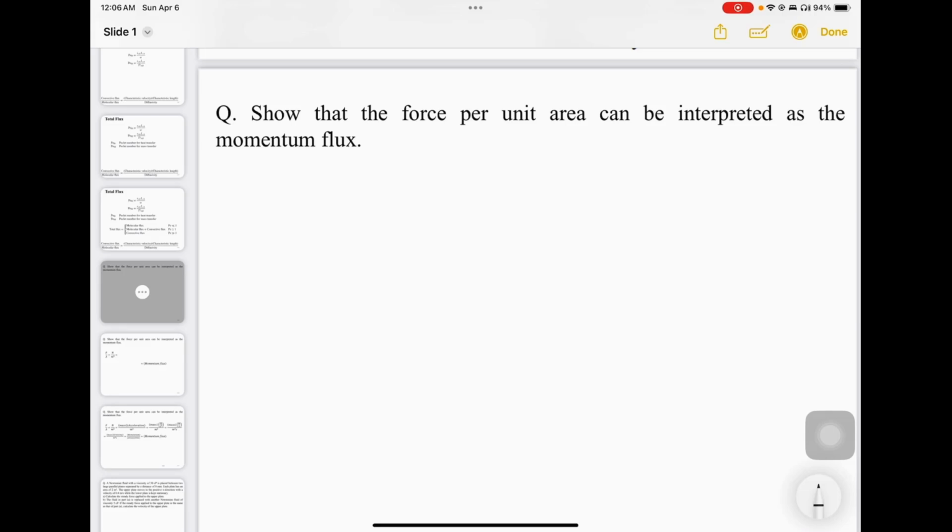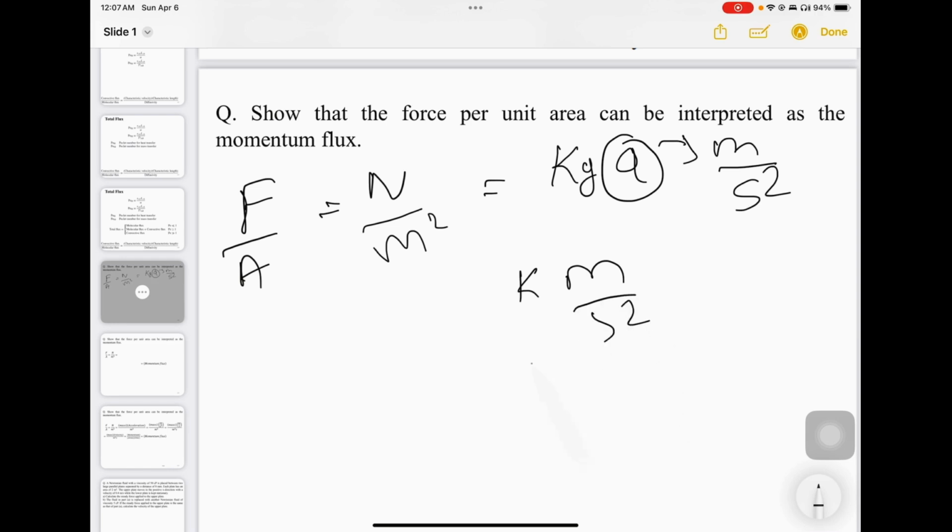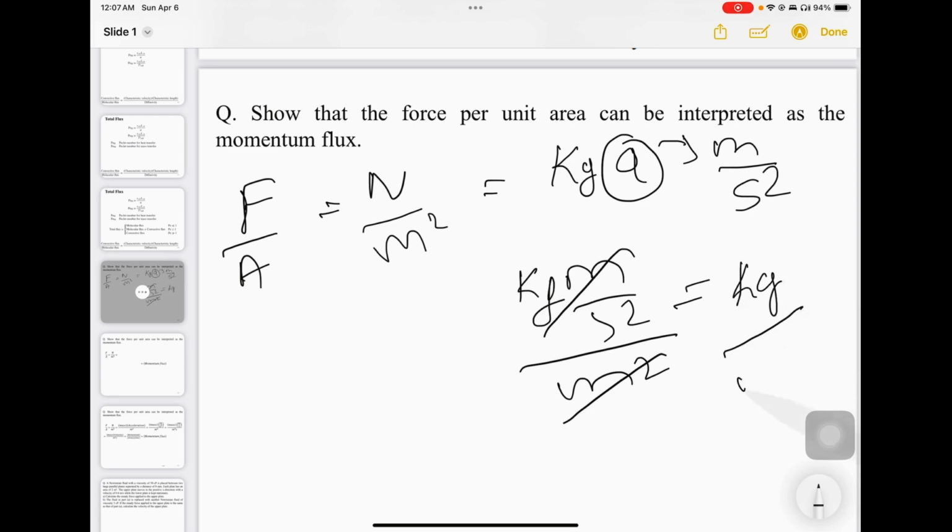So we are doing this by comparing the units of both, force per unit area and the momentum flux. We all know that force per unit area has the units of Newton per meter square, and the Newton unit is kg times acceleration, which is meter per second square. So it's kg meter per second square upon meter square, and overall it becomes kg per meter second square.